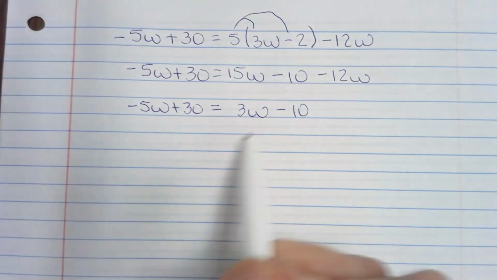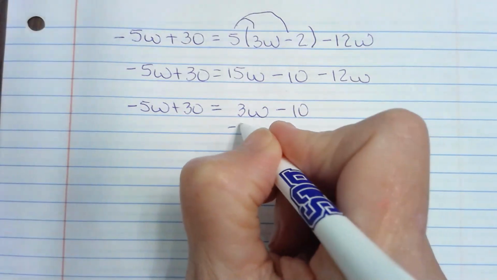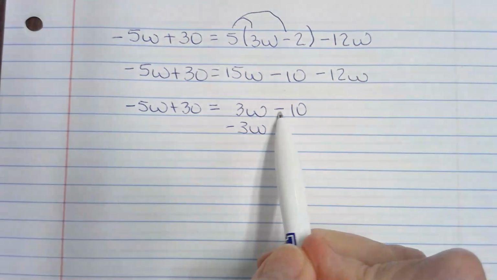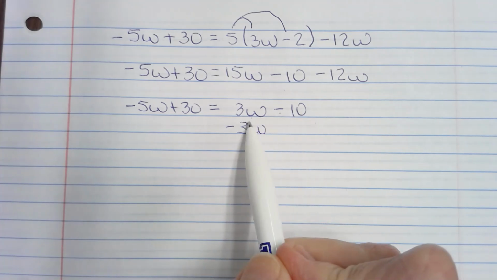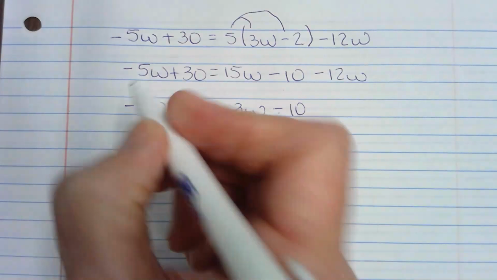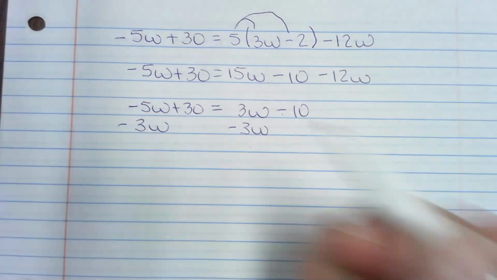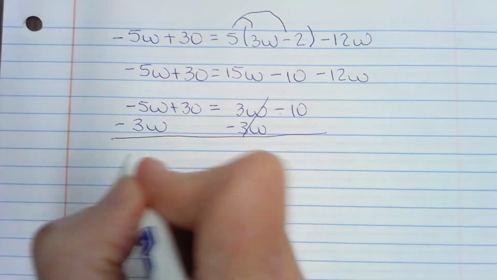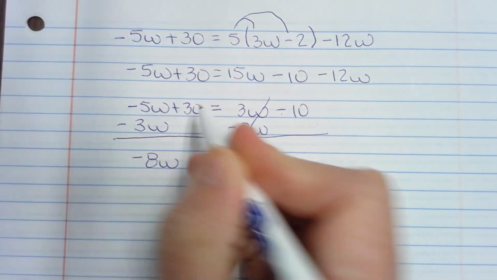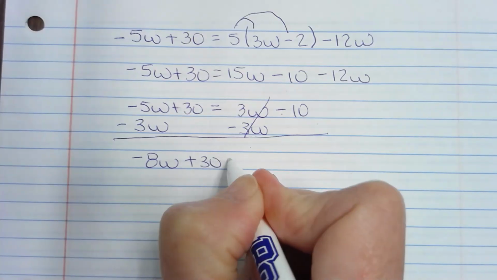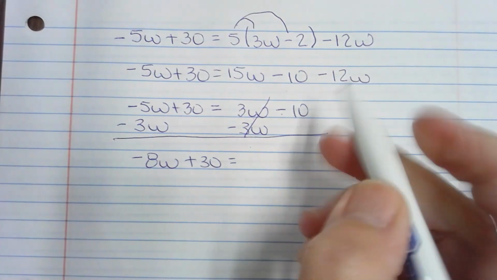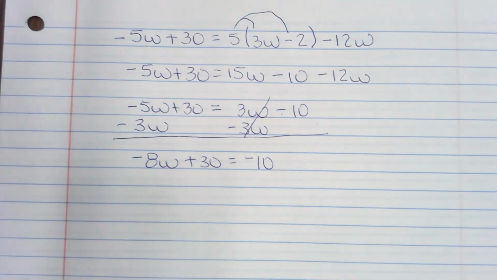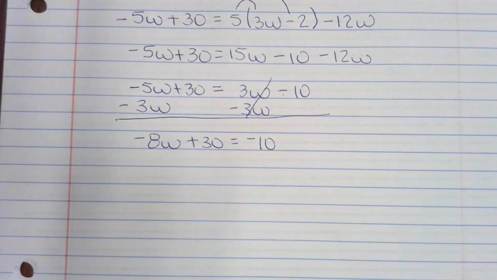Okay? Me personally, I move my variables to the left. So I'm going to subtract 3W. Keep in mind, this subtraction does not go with the 3W. The subtraction goes with what? The 10. The 3W is positive, so the way I make it go away is by subtracting 3W. Okay? So 3W's cancel. I get negative 8W. I'm going to bring down plus 30, bring down the equal sign, and let's not forget there is a negative on that 10. You want to be very careful with your signs, okay?